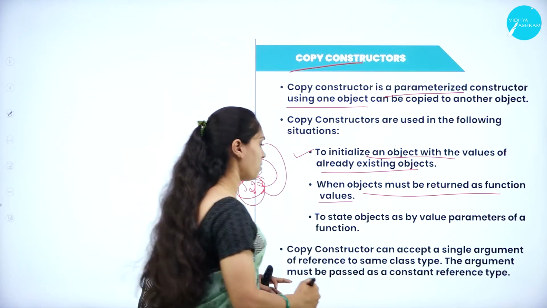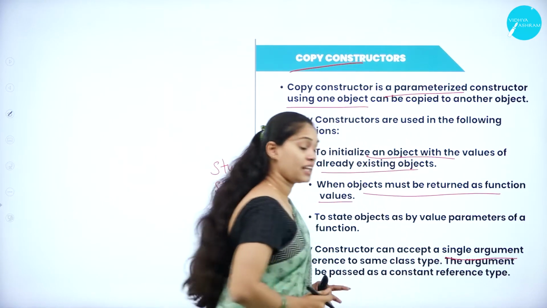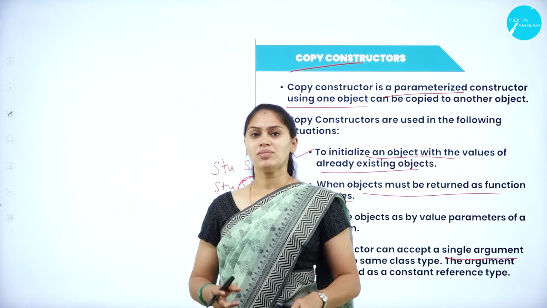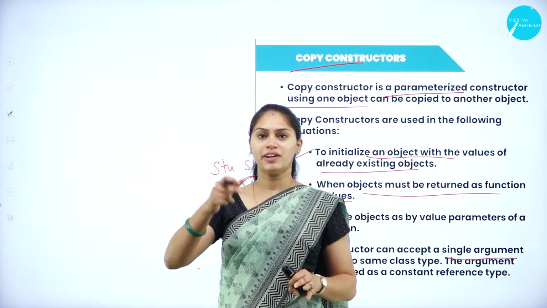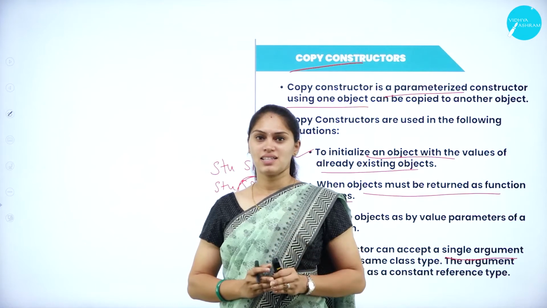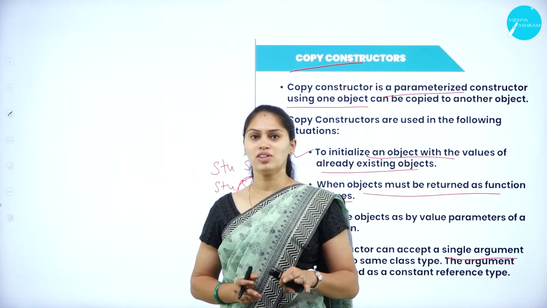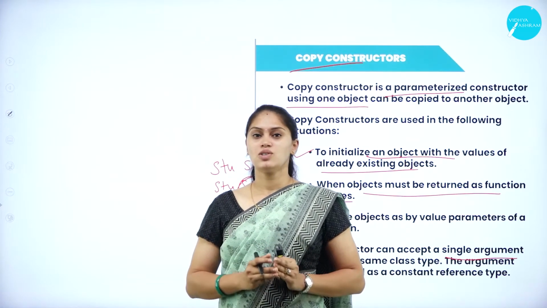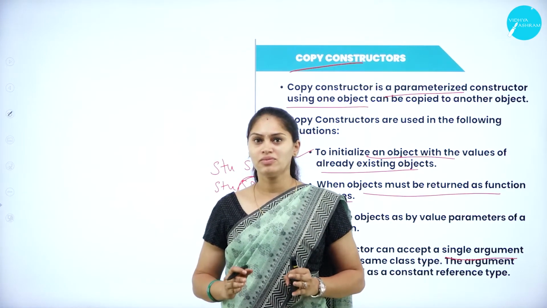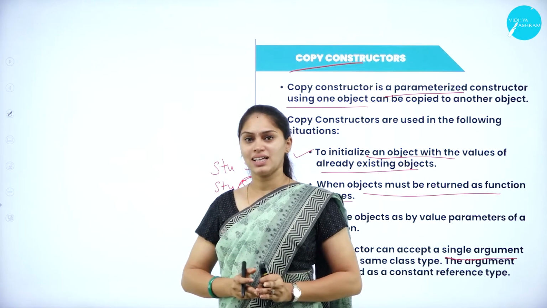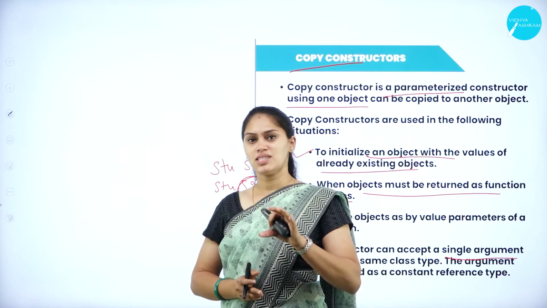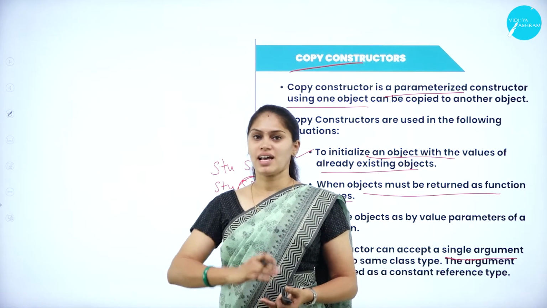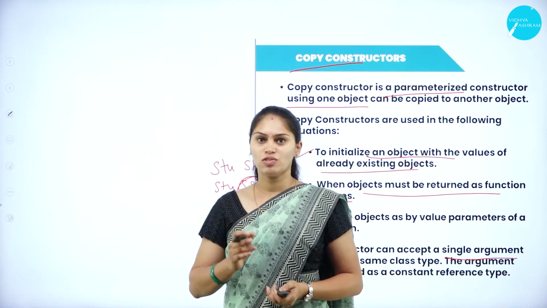What will it accept? It will accept a single argument. With the help of this copy constructor, I'm going to send only the reference of an object of the class type. I'm not going to send a whole copy of the object to be copied to another object. I'm going to send only the reference, or address, of an object as the class type. So we'll see the syntax.